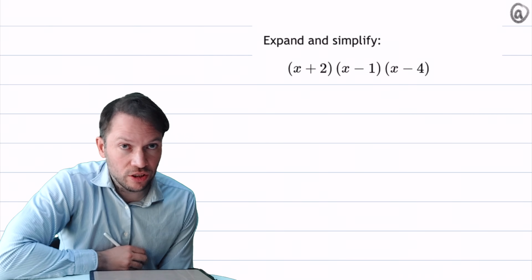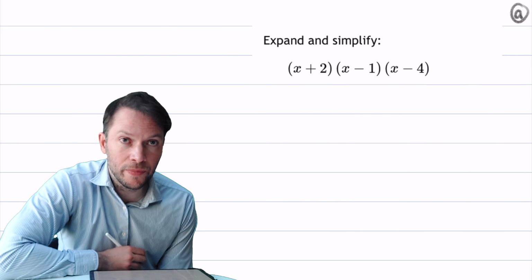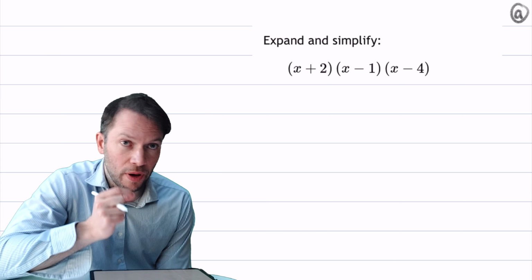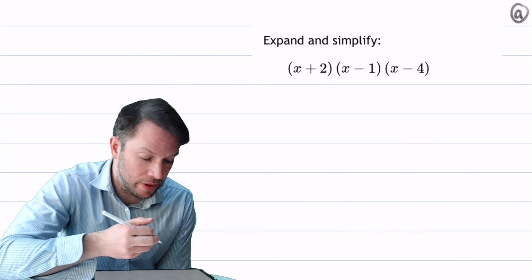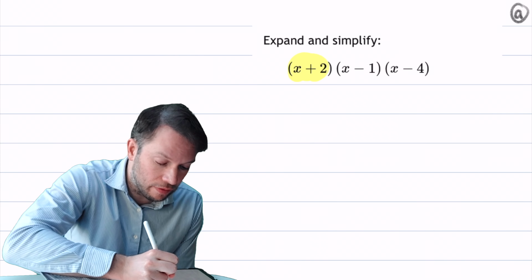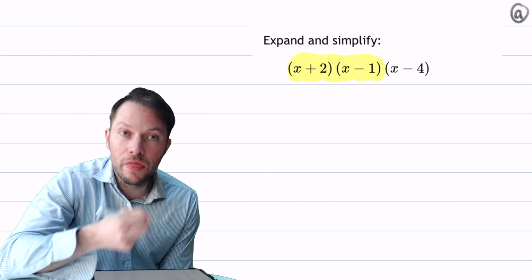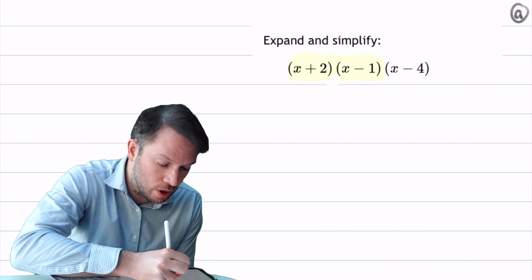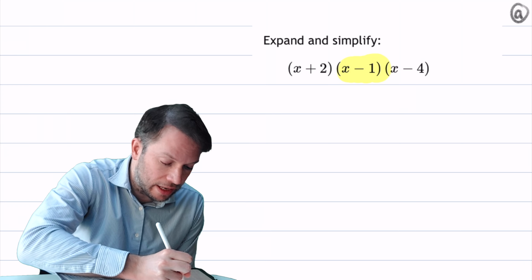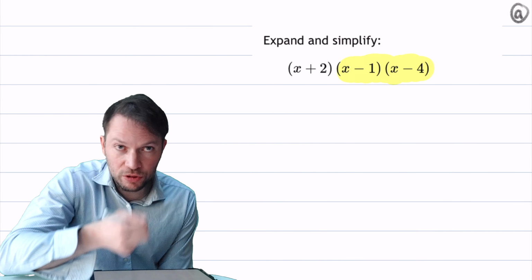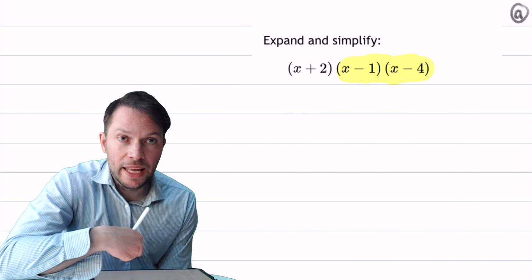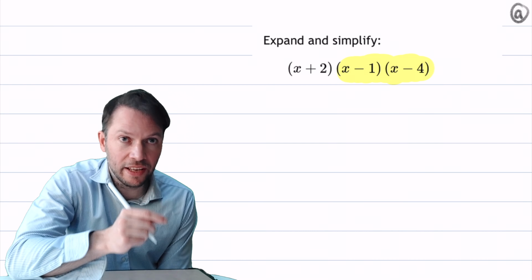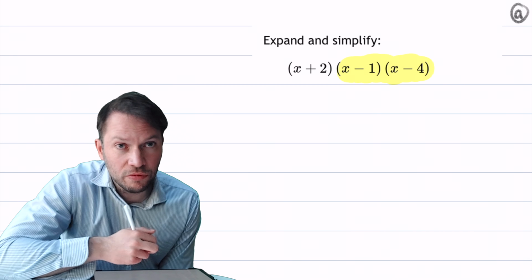In this video, we're going to multiply three brackets together. Now the key here is to just multiply two brackets at a time. So for example, we can multiply the first two brackets together and then multiply it by the third bracket. Or we can multiply the second and third bracket together and then multiply that result by the first bracket. Now I personally prefer to multiply the second and the third bracket first, but it doesn't really matter.